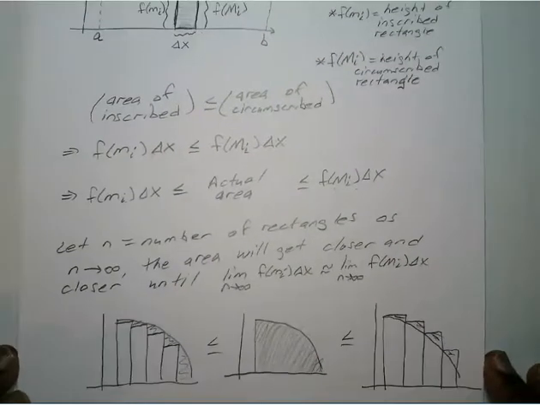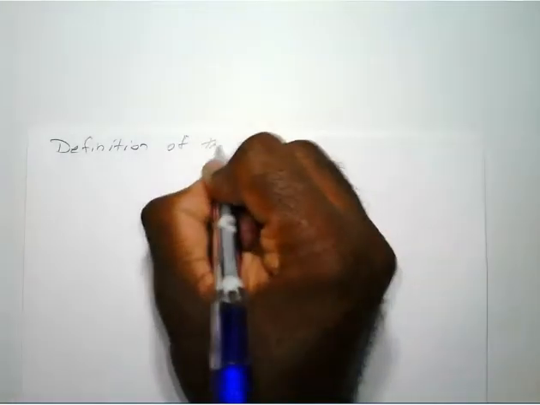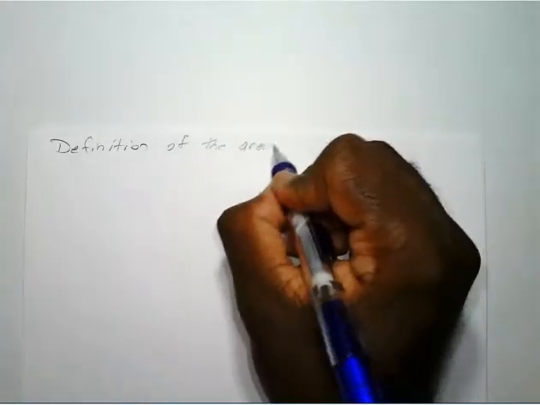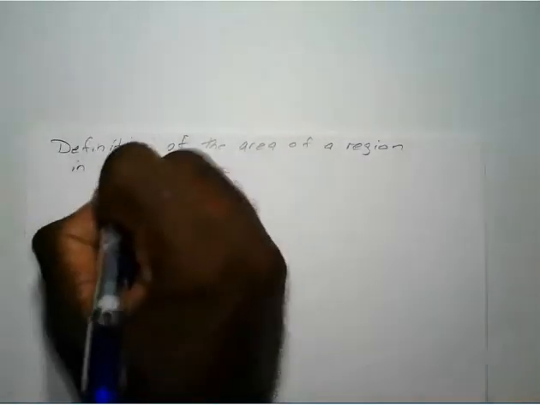Oops. That up. There we go. All right. So now we're going to take all of that and give a nice definition for it. So if you are still writing, feel free to press pause. We're going to go ahead and move on to our next page, which is the definition of the area of a region in the plane.